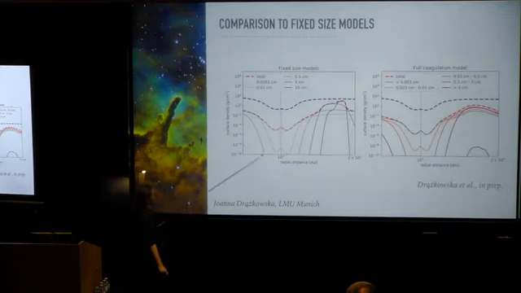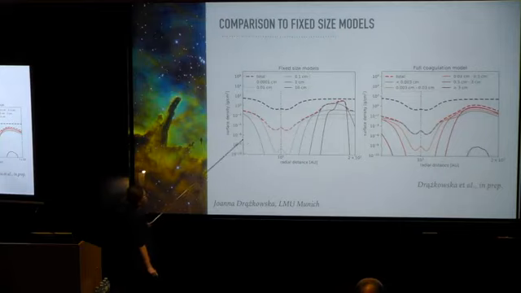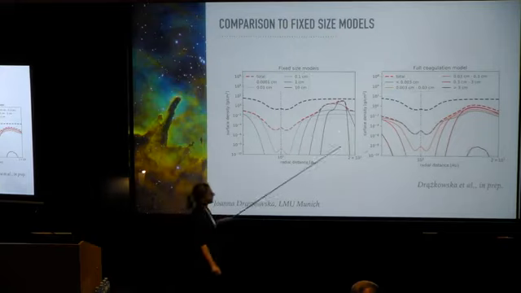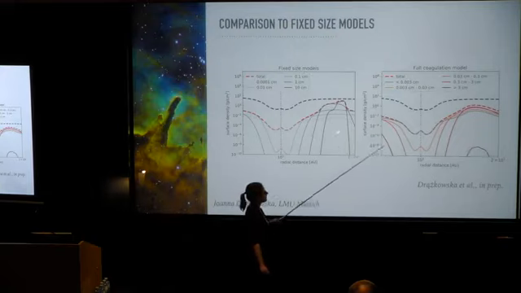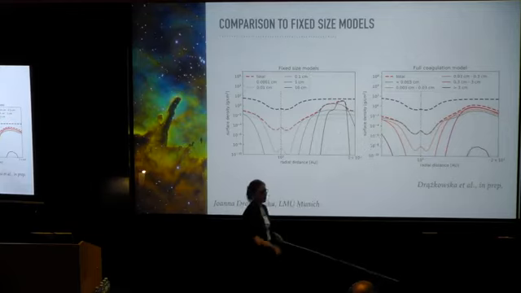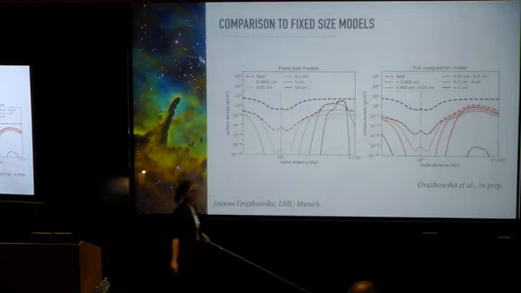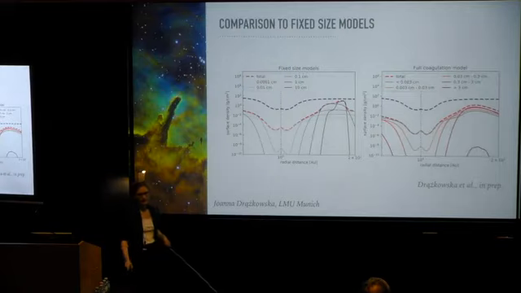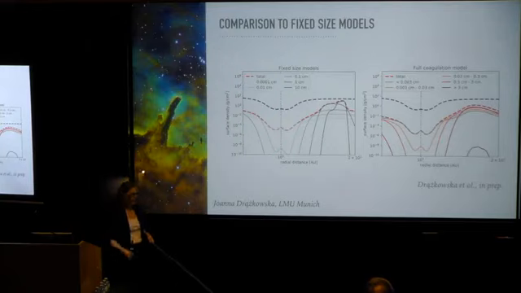And another difference is that in the fixed size approach, we would only expect that grains smaller than 1 millimeter could pass through the gap. And in the full coagulation model, we find also centimeter-sized and larger grains interior to the planet. And this is because the small dust that is able to pass through the gap will also regrow and again produce these large grains.